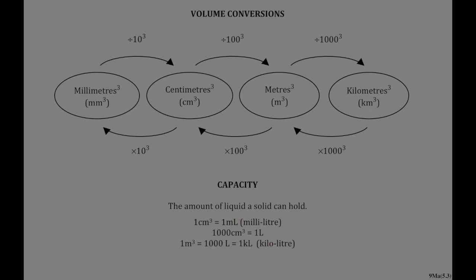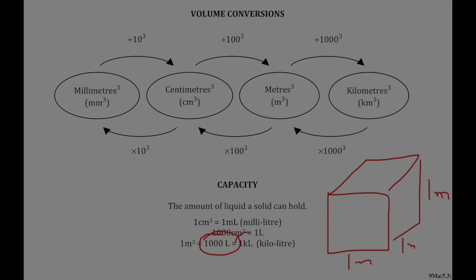And the last one is if you had a metre cubed, so if we had a big cube that was 1 metre by 1 metre by 1 metre, then that would hold 1,000 litres of water, or 1 kilolitre of water.